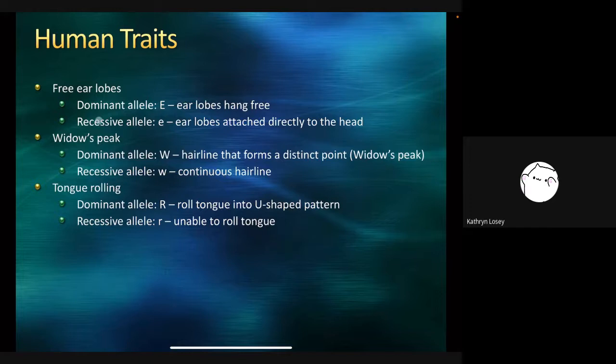For these, you just need to know which one's dominant and which one's recessive. For free earlobes, the earlobes hang free. Recessive is they're attached directly to the head. Widow's peak is the dominant, and recessive is a continuous hairline. And tongue rolling is also dominant to not being able to roll your tongue. So for these ones, you should just know which one's dominant over the other.